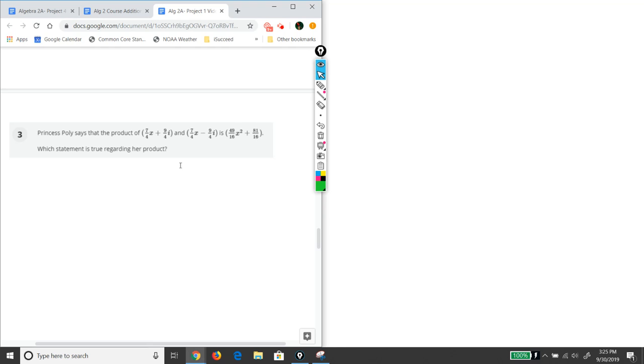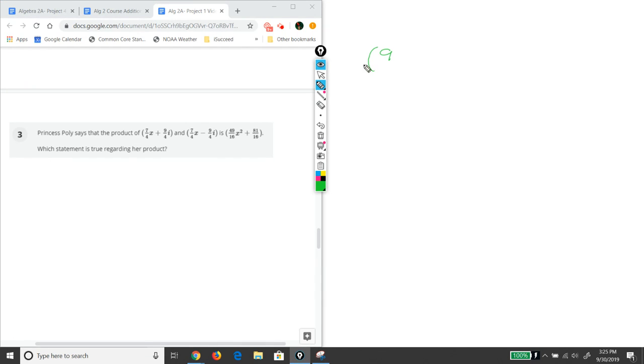Okay, question number 3. Princess Polly says that she has a product of one complex number with a second complex number, and she got this answer. Is the statement true regarding her product? In other words, did she do it correctly? Well, to know if she did it correctly, we first have to do it correctly ourselves.